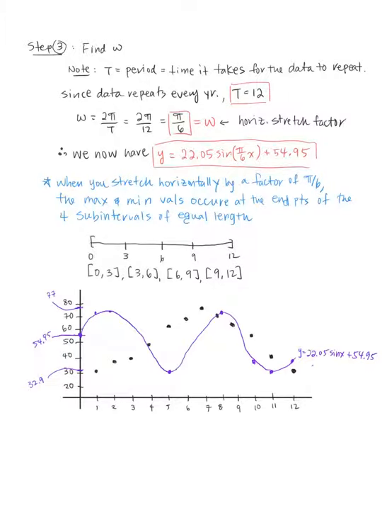Okay, so what I did was I tried to draw the previous graph, which is y equals 22.05 sine x plus 54.95. That's in purple. Now, what's going to happen now is this. At each of the endpoints, the max and min is going to occur. So at 3, let me see if I can do this. At 3, the maximum value is 77, isn't it? So 3 comma 77 will be here.